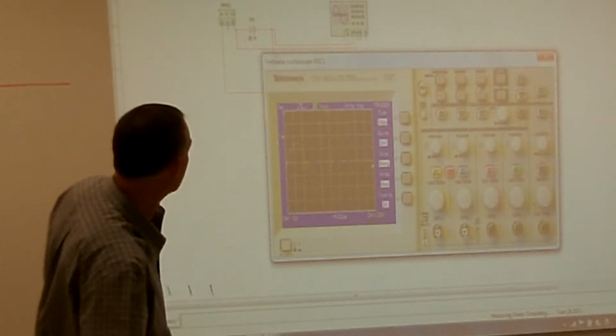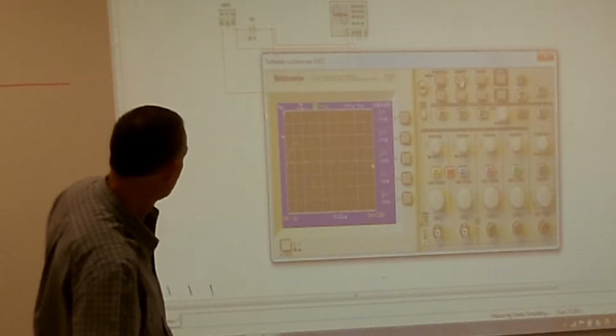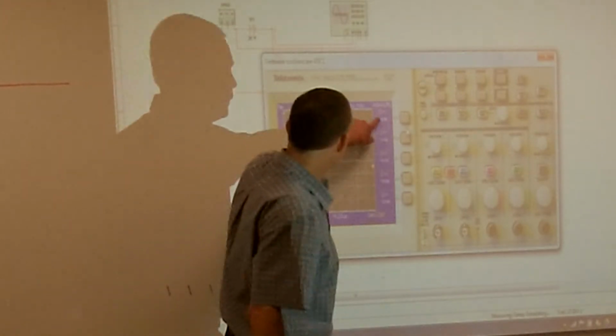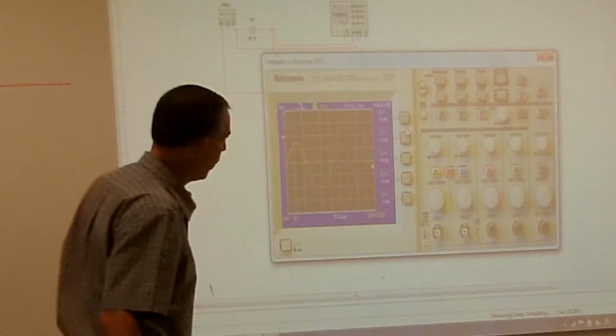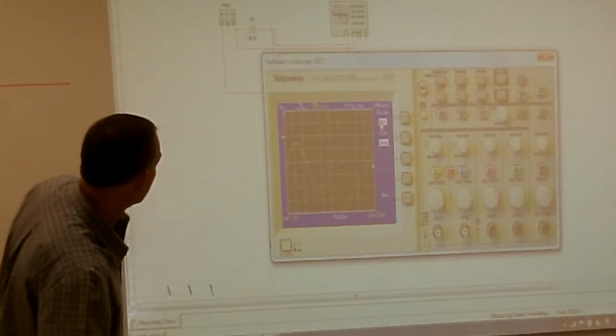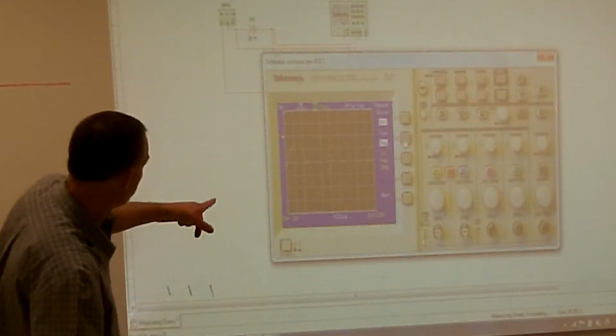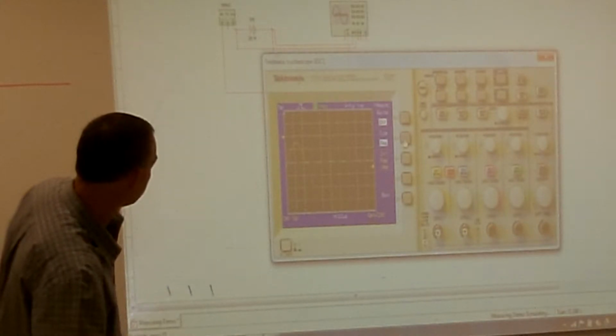Can't go any more than that. But what if, once I go to measure, I can select what I want it to do. So I can tell it channel 1, that's the channel I'm on. I can click on the source, channel 1, and then what type I want, and I click on the button. So there it'll tell me what the frequency is, and it's telling me that it's at 1 kilohertz.